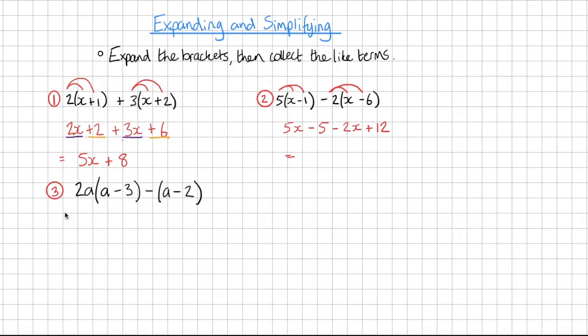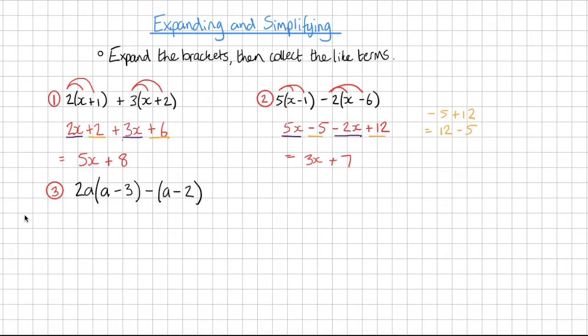Now we need to collect the like terms. So again, we've got 2 terms with x in them, so we can add those together. So 5x plus minus 2x is the same as 5x minus 2x, which is 3x. Then our constants here are minus 5 plus 12. Now, if you remember, minus 5 plus 12 is the same as doing 12 minus 5, which is 7. Okay, positive 7, so we need to write plus 7 on the end. So final answer there was 3x plus 7.